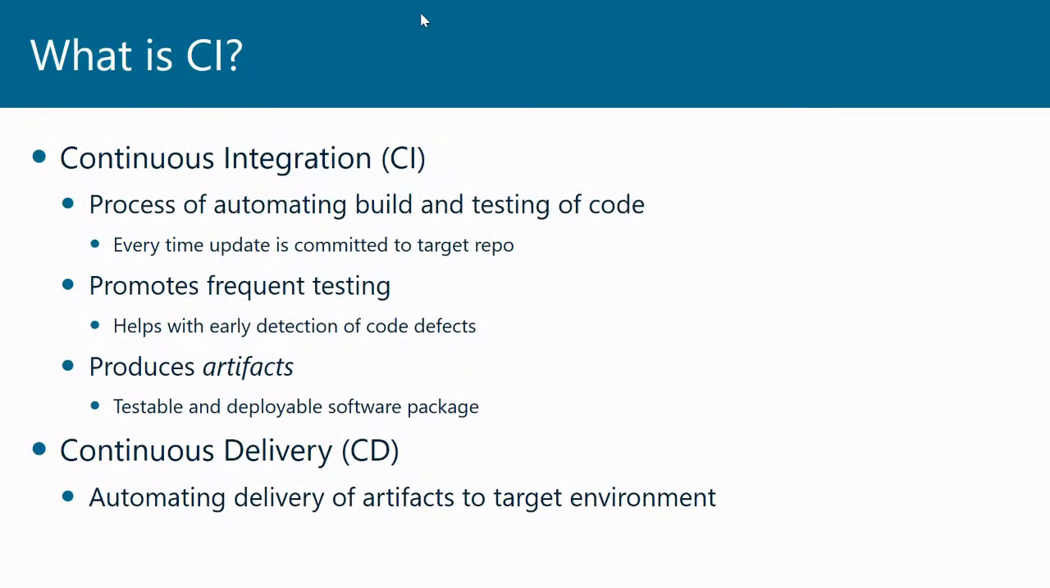What is CI? In other words, continuous integration. That's the process of automating the build and testing of code. And ideally, every time an update is done, it's committed to the target repo. And this promotes frequent testing.